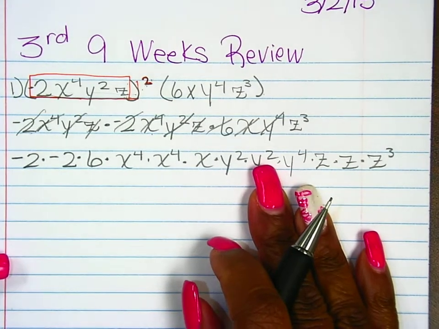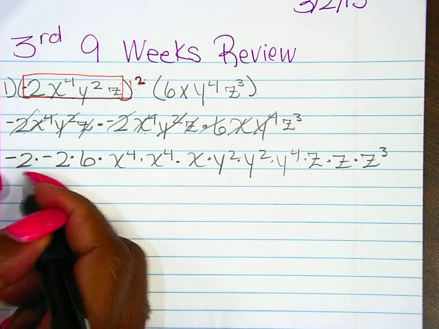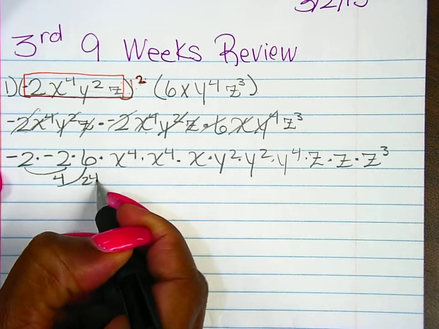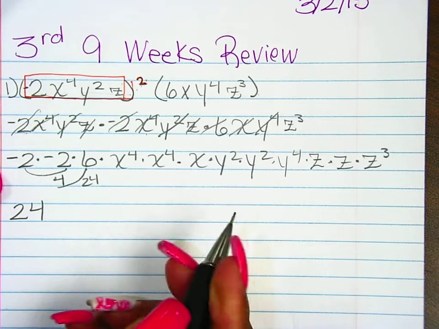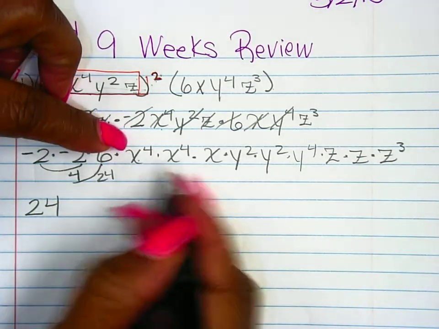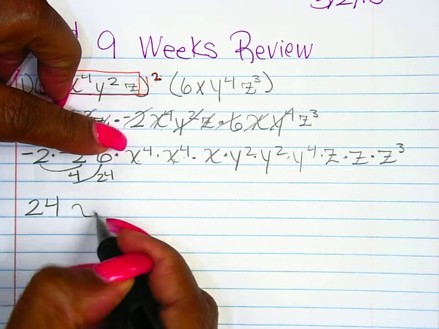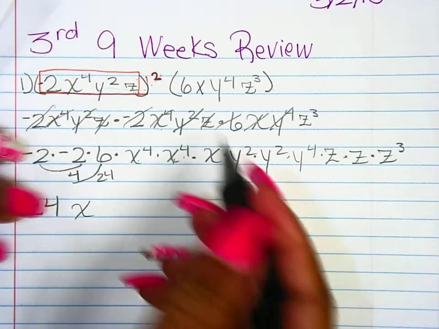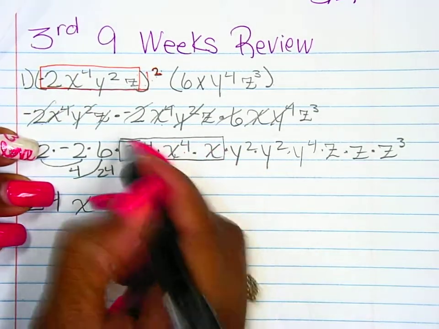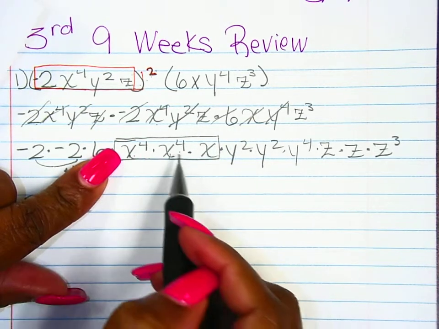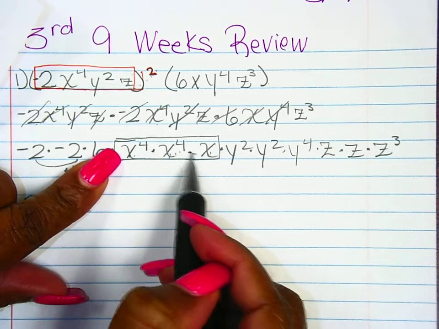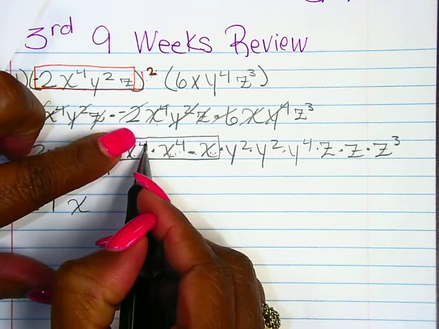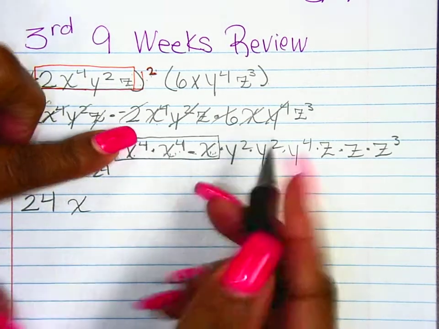I just reordered, guys. So now I'm going to say negative 2 times negative 2 is a positive 4, times 6 is positive 24. So now I know my new coefficient is 24. Then I have here x times x times x. So I know I'm going to have a base of x. Remember, we're multiplying with the same base. That's my focus. So I have x for the base, x for the base, x for the base. When you have the same base and you have multiplication, you add the exponents. This 4 plus 4 is 8. 8 plus 1 is 9.